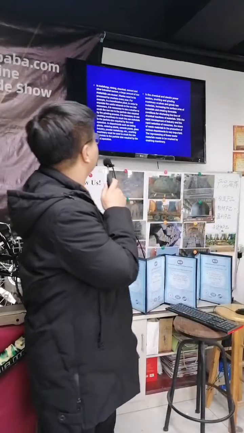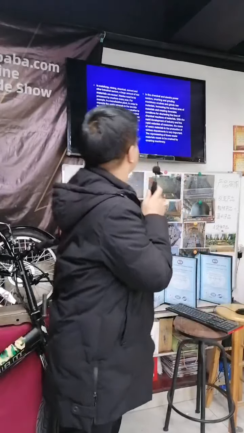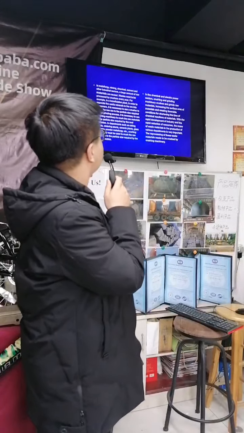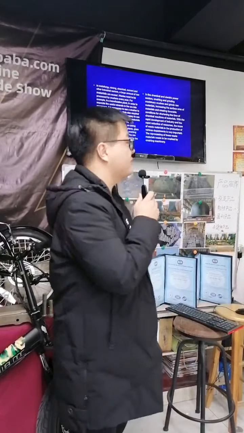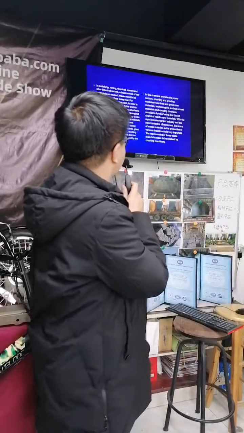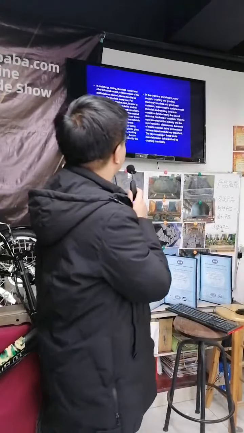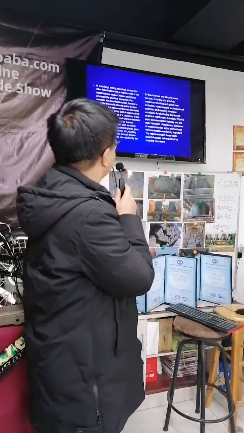Next is the application of the crusher. In chemical, cement, and other industrial sectors, a large amount of raw materials are used, which leads to a large amount being processed by crushers every year.